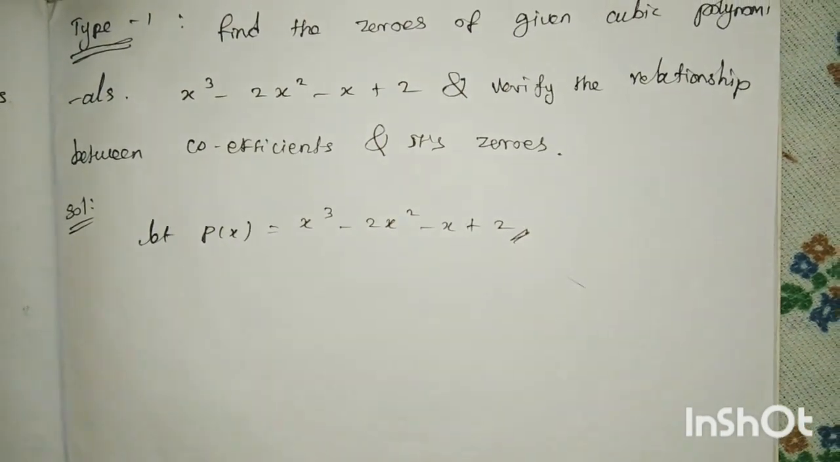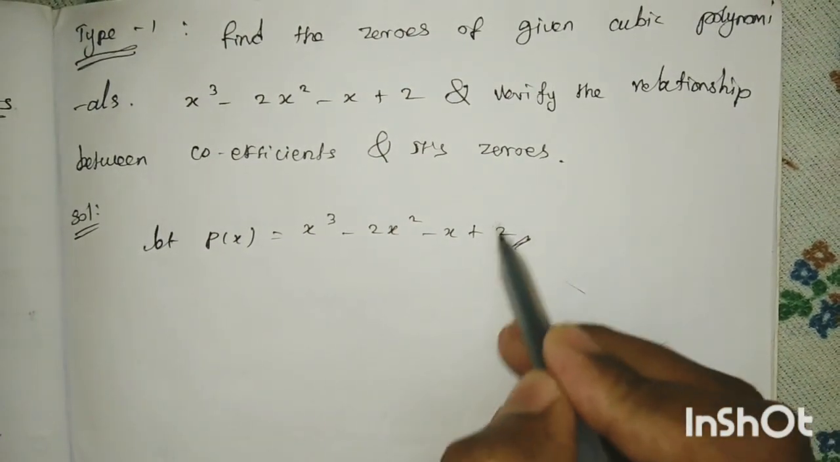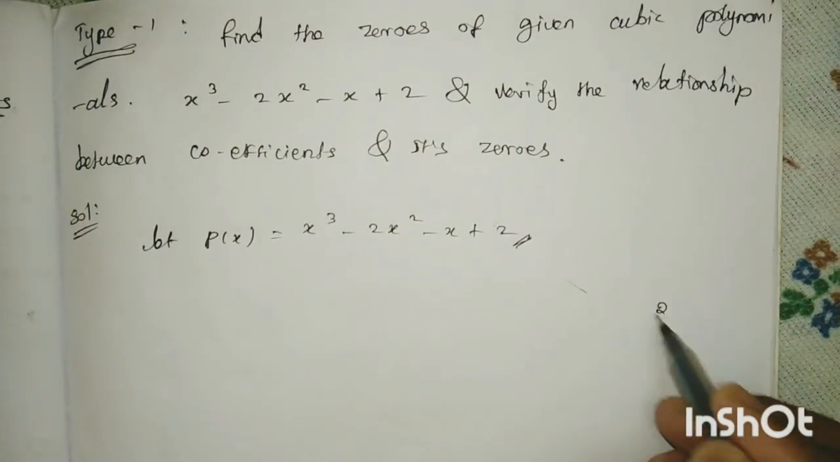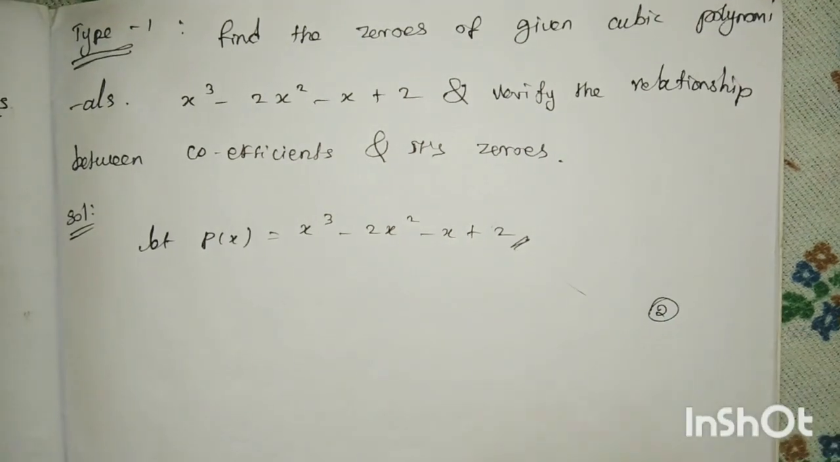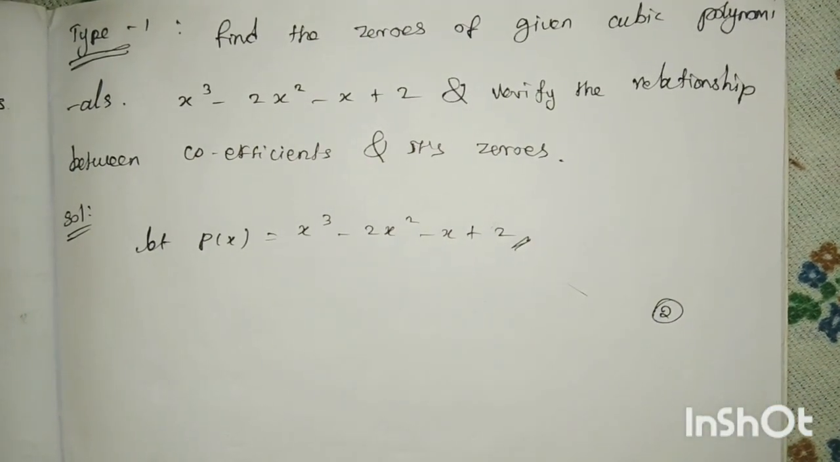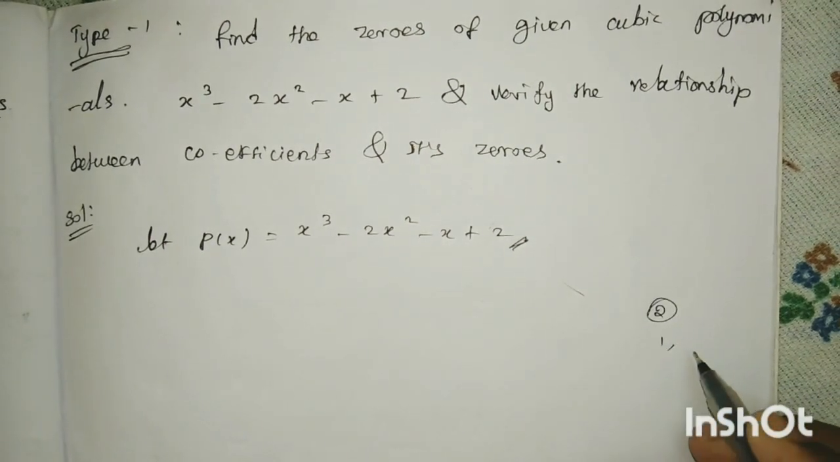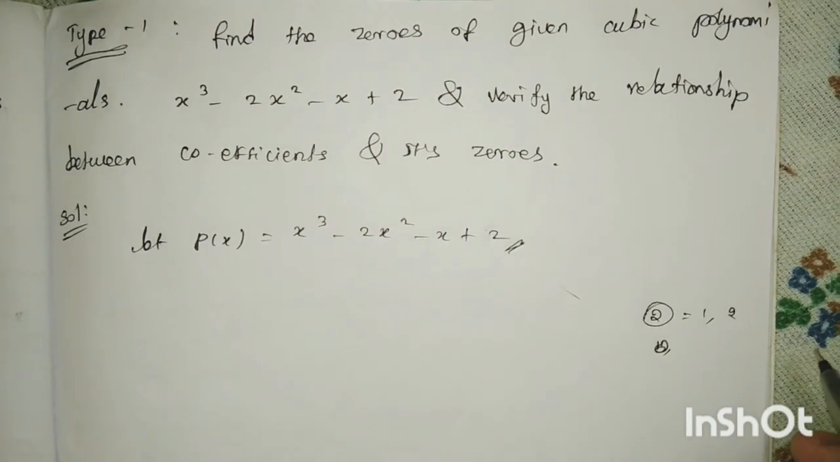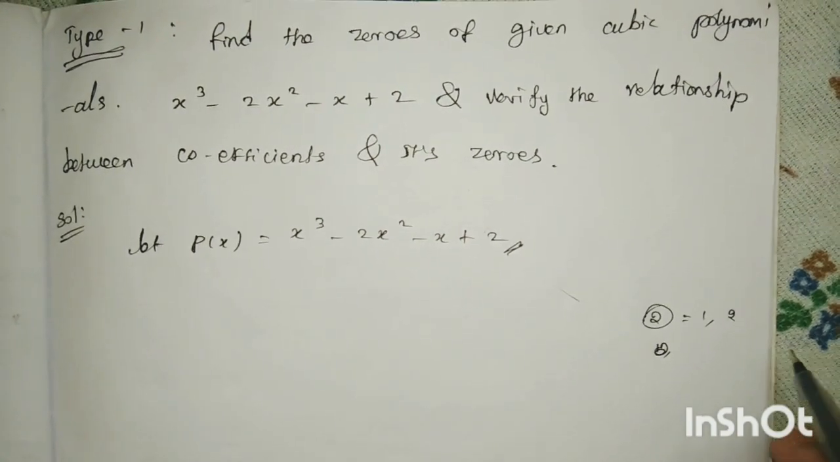So now we can take the last term, the constant term. What is it here? 2. So write it 2. Now, which numbers can divide 2? That means which factors are there in 2? So 1 is one of the factors, and 2 is one of the factors, right? Clear? So let me check.